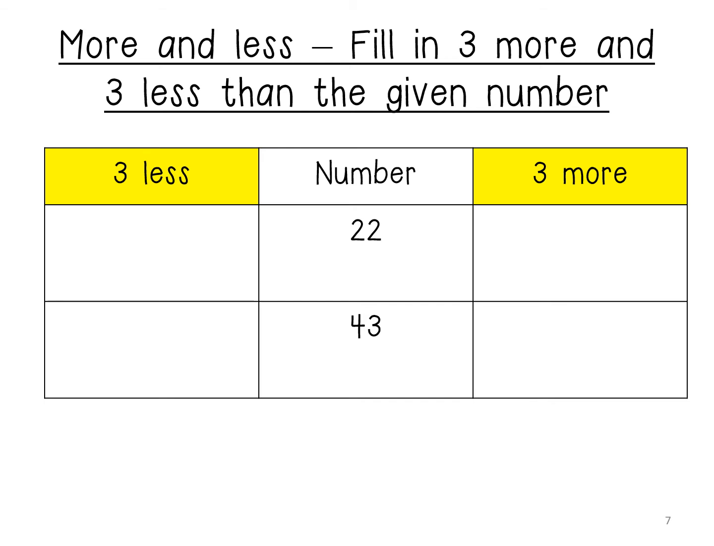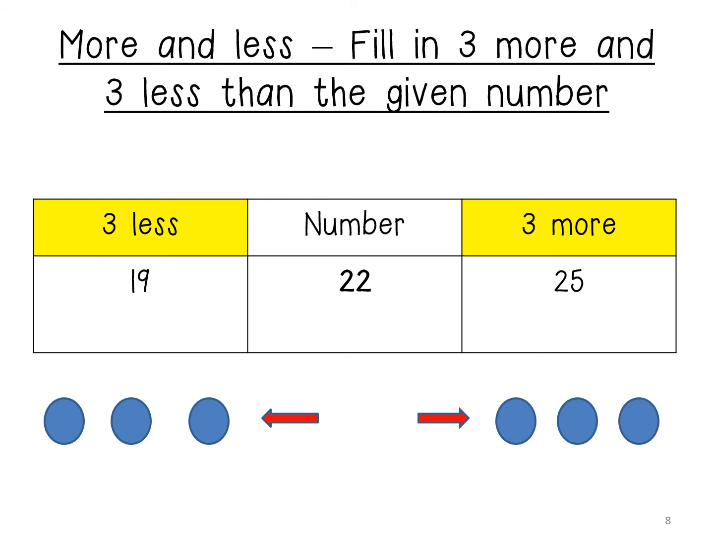Now we are going to be doing more and less. Do you remember how we did this activity? It says fill in 3 more and 3 less than the given number. So let's read the numbers that are given. 22 and 43. So now boys and girls, let's see how we will get 3 more than 22 and 3 less than 22.